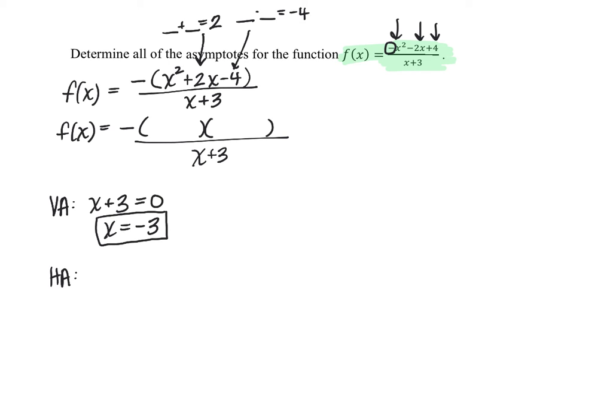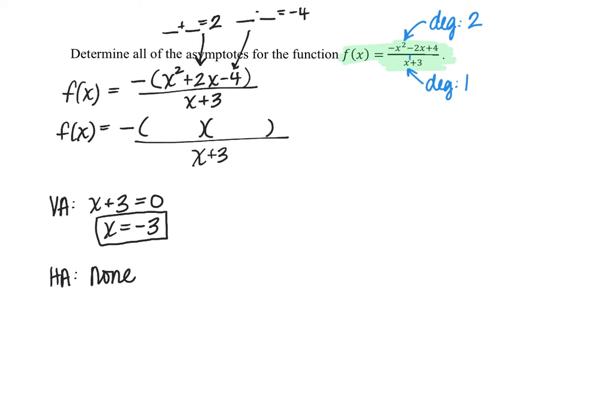Then to find a horizontal asymptote, we're going to take a look at the degree of the numerator compared with the degree of the denominator. Now, the degree of the numerator is going to be 2 because the degree is the largest exponent of the variable. And in the denominator, we have x plus 3, and that's just x to the first power. So the denominator is degree 1. And when the numerator degree is bigger than the denominator degree, you are not going to have a horizontal asymptote. So this will be none.